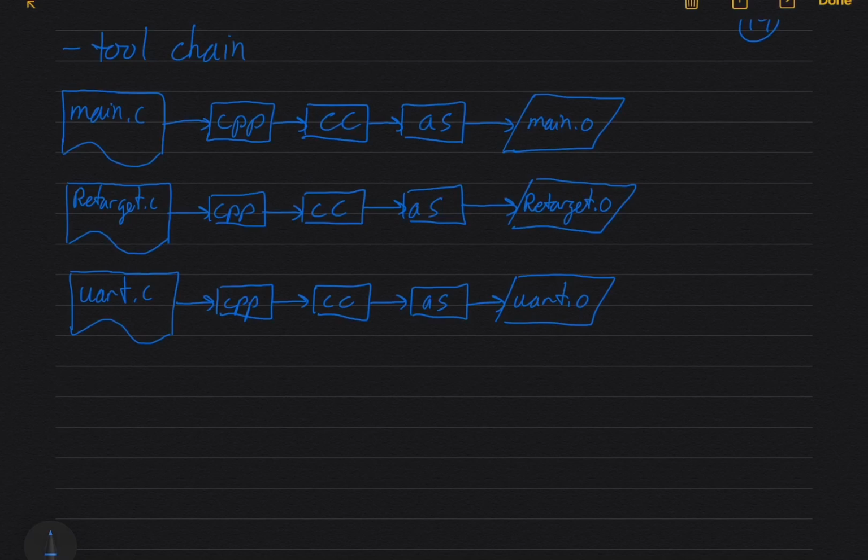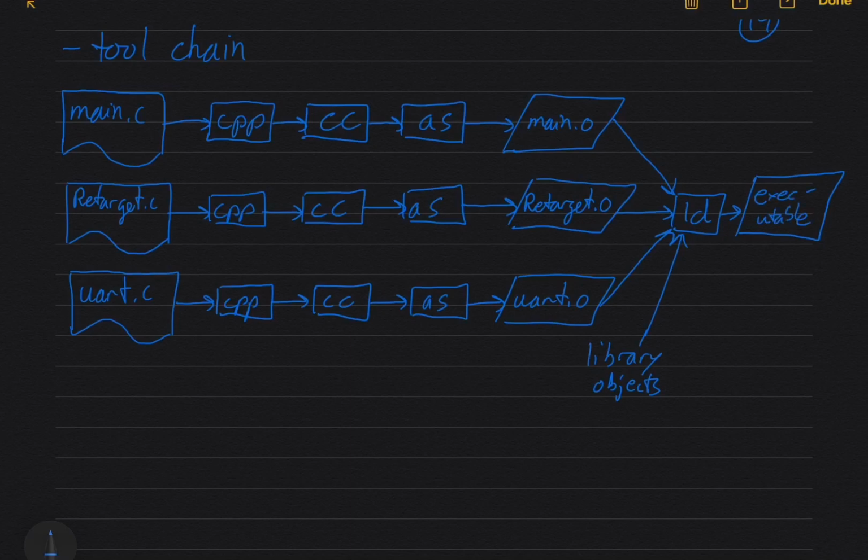So those are all going to be brought together by the linker, which is confusingly called LD, as in loader. So linker and loader used to be one tool, now they're separate. So that's the loader, brings all that together, including library objects, and there can be several of them that get linked together, and that all becomes your executable.